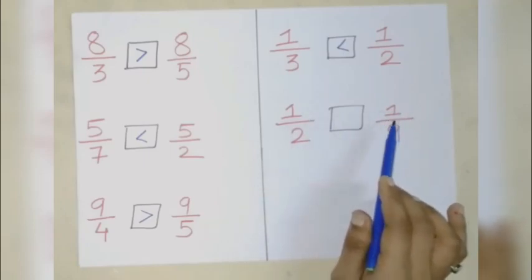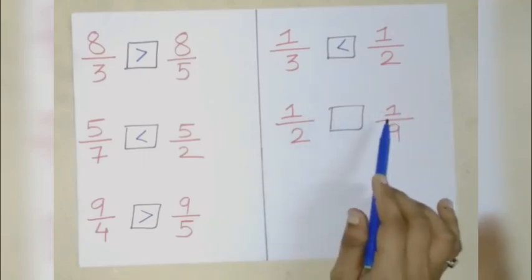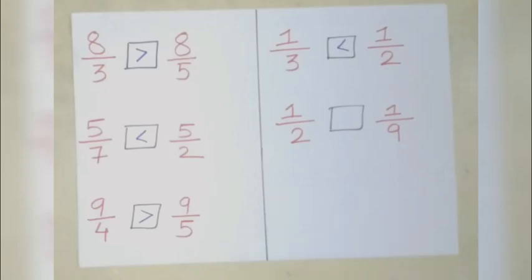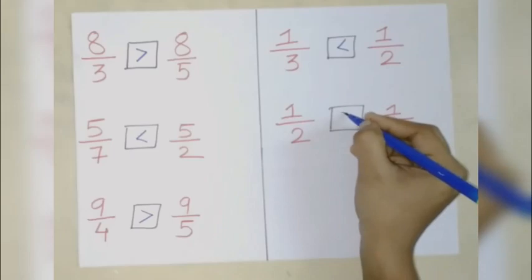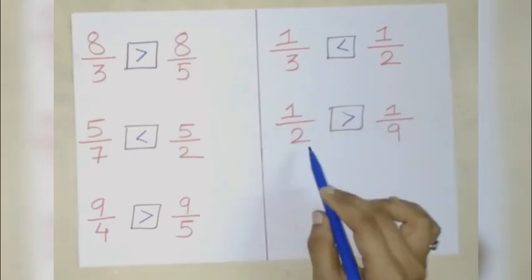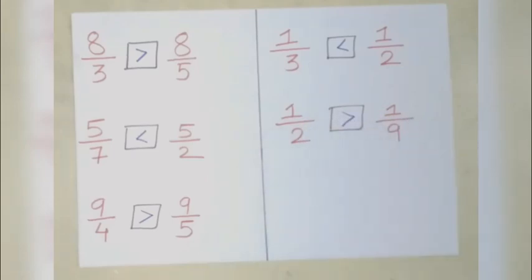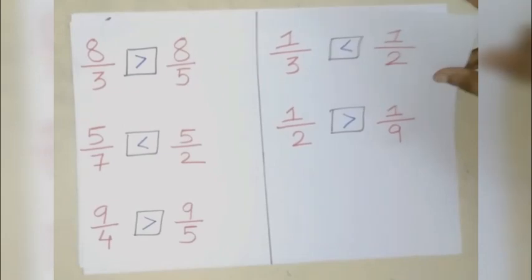Denominators are equal. 1, 1. So children, greater number will be smaller and smaller number will be greater. So 1 upon 2 is greater than 1 upon 9. Students, I hope you all understood this.